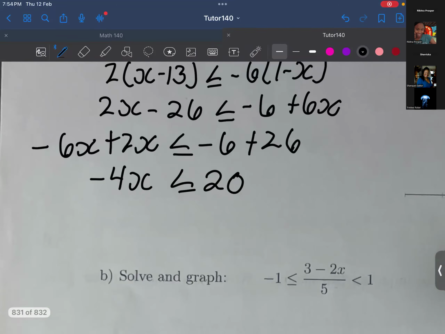Going to divide both sides by negative 4. When you divide by a negative number, please do not forget that the sign switches.